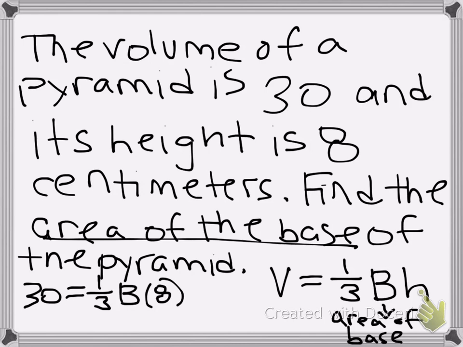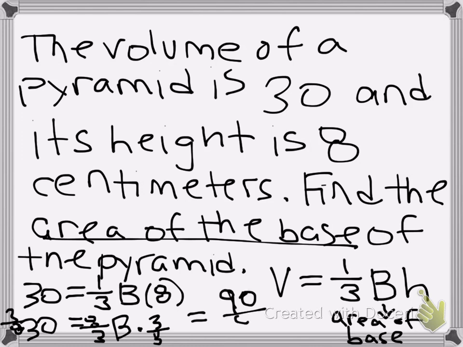If we multiply 8 times 1/3, that gives us 8/3. B equals 30, and to solve for B here, we would need to multiply by the reciprocal. So that gives us 30 times 3, which is 90. Well, 90 over 8. And that's about 11.25. So sometimes it's not a decimal, but sometimes it's okay to be a decimal.